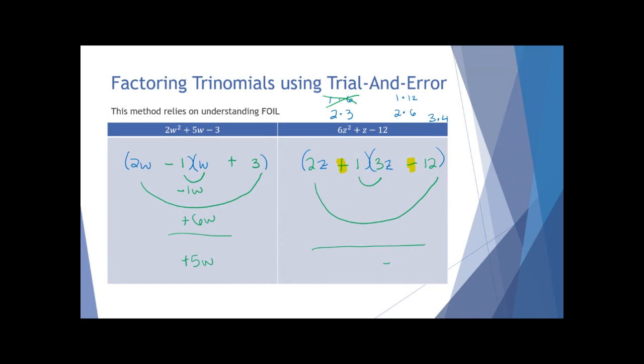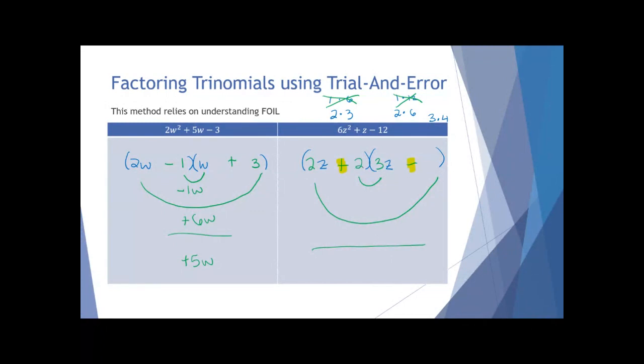And my goal here is to get 1, so I change the order. 12 and 1. 12 times 3 is 36. Outside 2z times negative 1 is negative 2z. And 36 minus 2, that's not going to be it. All right. So now for sure I have ruled out 1 and 12.